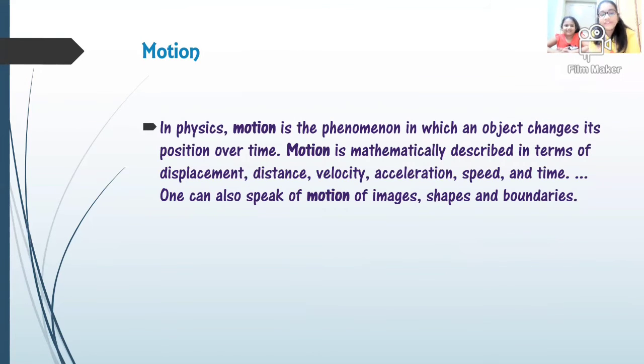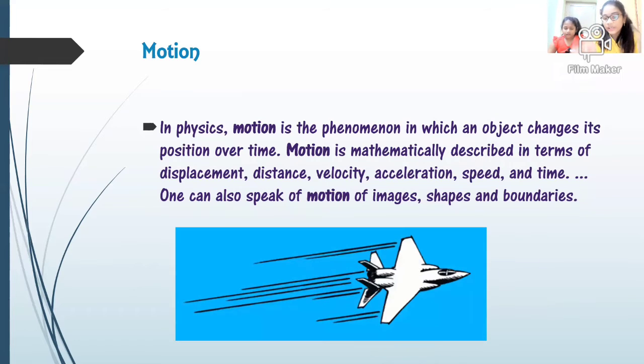Motion. In physics, motion is the phenomenon in which an object changes its position over time. Motion is mathematically described in terms of displacement, distance, velocity, speed, and time. One can speak of motions of images, shapes, and boundaries, such as, look at this plane, it is in motion. So something that is moving or changing its position over time, you can say that body is in motion. Now, I'm talking, you can see my hands moving. So my body is changing its position over time. That is called my body being in motion.